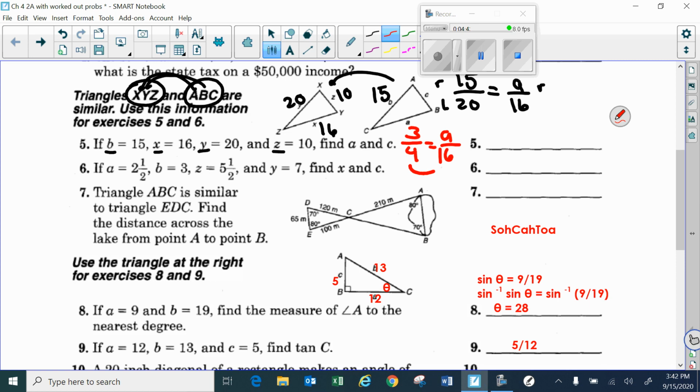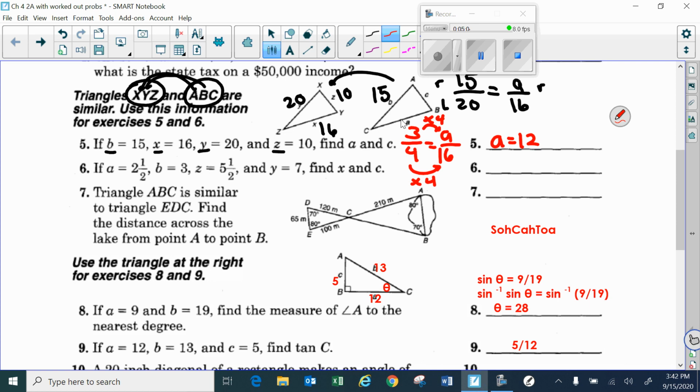Now I could cross multiply and then set them equal to each other and solve for the variable, or I could look at 4 times what is 16: 4 times 4. Whatever I do in the denominator, I must do in the numerator. So 3 times 4 is 12. So A is 12 here, okay? And you do the same idea for solving for C. And you do the same idea on 6 and 7 as well. It just happens to be with fractions.